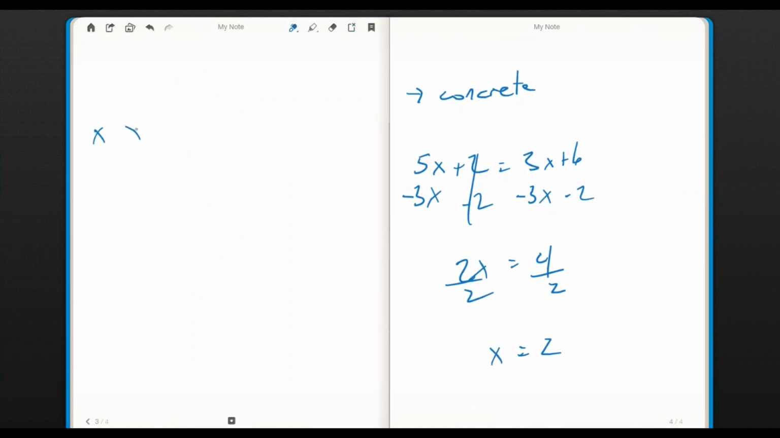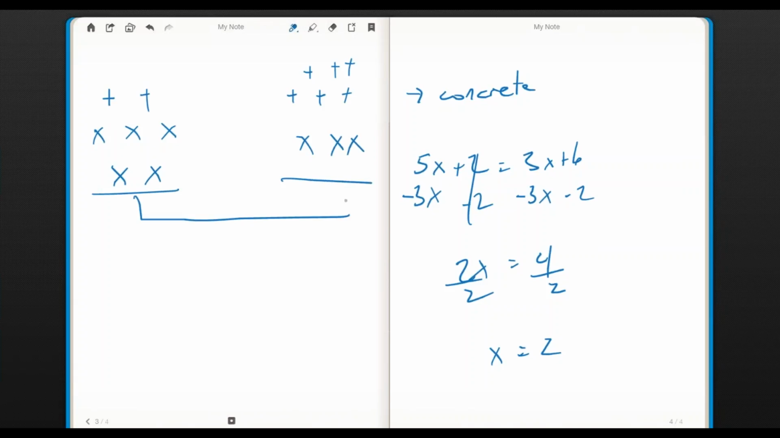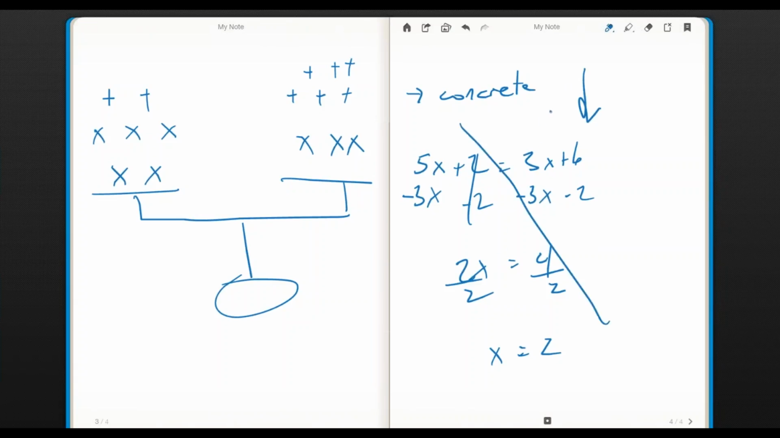And for example, 5x means this exactly. We have 5 x's and we have 2 positives, and then there are 3 x's and 6 positives. And the idea is that we are balanced. We can think about a weight scale that has it all balanced. And the idea is to just keep in mind, rather than necessarily the algorithm, the math of it all, not this exactly right now. What I want them to understand is that this is balanced.